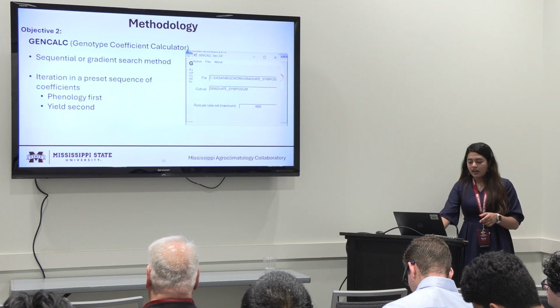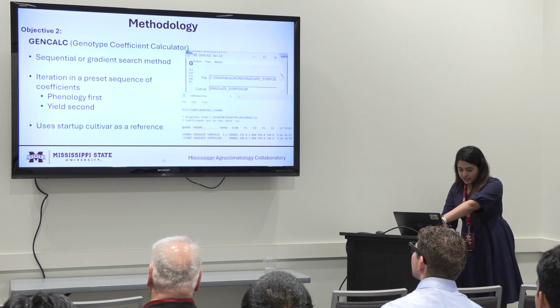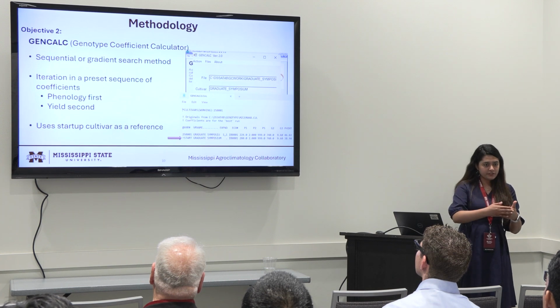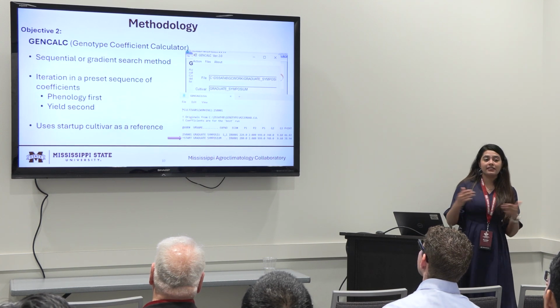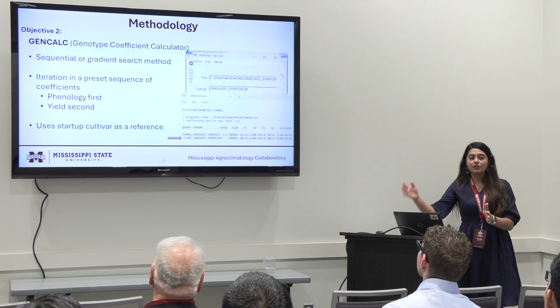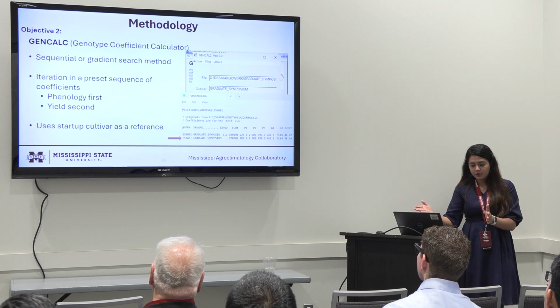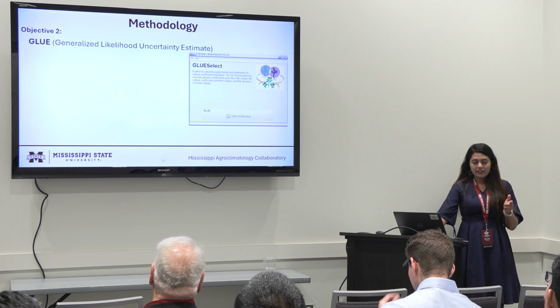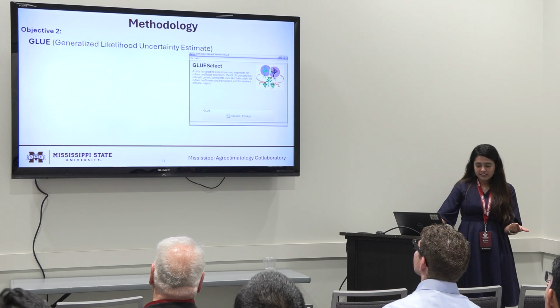So we'll use the start cultivar, as you can see over here, and then it will iterate based on phenology first. It will match the anthesis and maturity date first, and then it will match the yield, and then give you the final genetic coefficients. Whereas GLUE, the mechanism is slightly different.